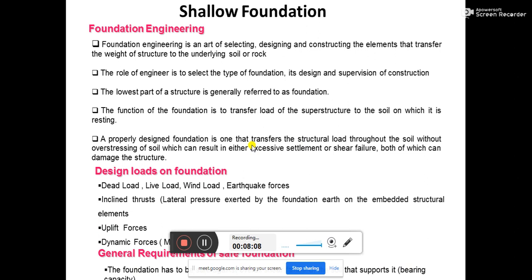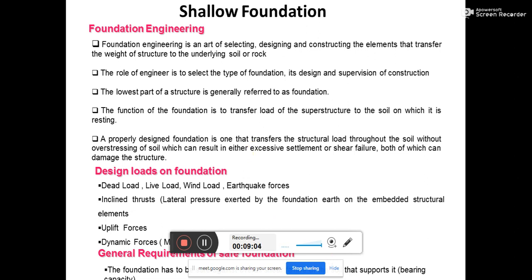So shallow foundation. So before getting into shallow foundation, let us discuss foundation engineering. Now what is foundation engineering? First thing you try to understand. So you see, foundation engineering is nothing but the art of selecting. It is an art. The engineer will decide on foundation. So basically it is an art of selecting, designing and constructing the elements that transfer the weight of the structure to the underlying soil or rock. So it is the job of the foundation engineer to decide which kind of foundation he will have to design. He will have to select which kind of foundation, then he will have to design it, and then he will have to construct it. So all the three jobs need to be done by the foundation engineer. So that is very important.